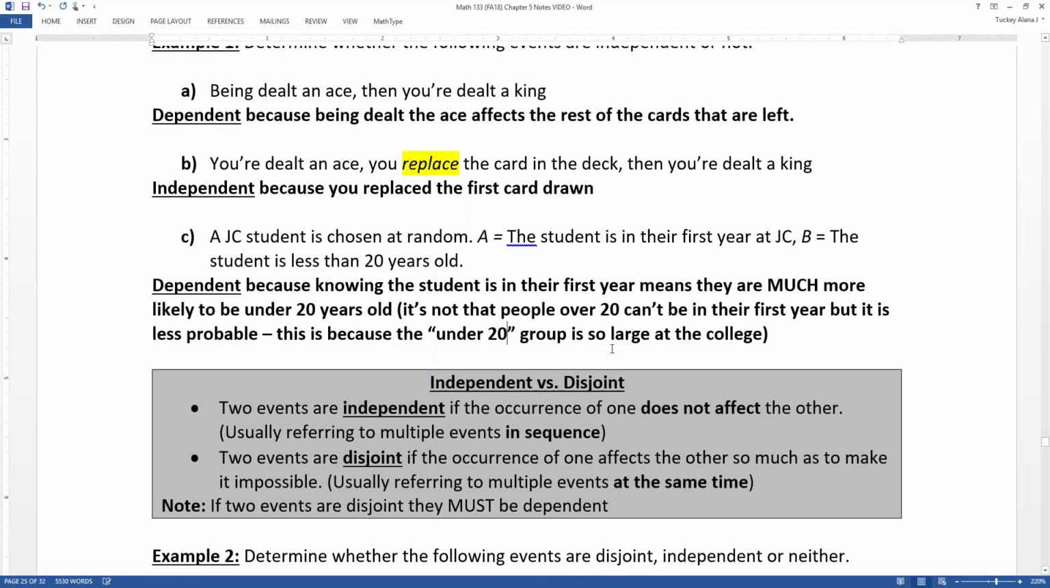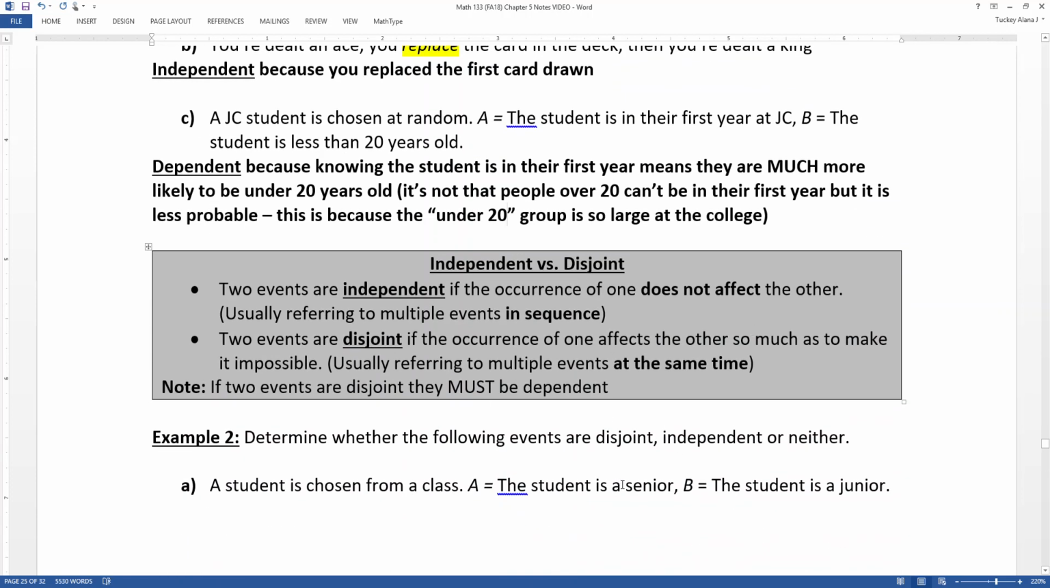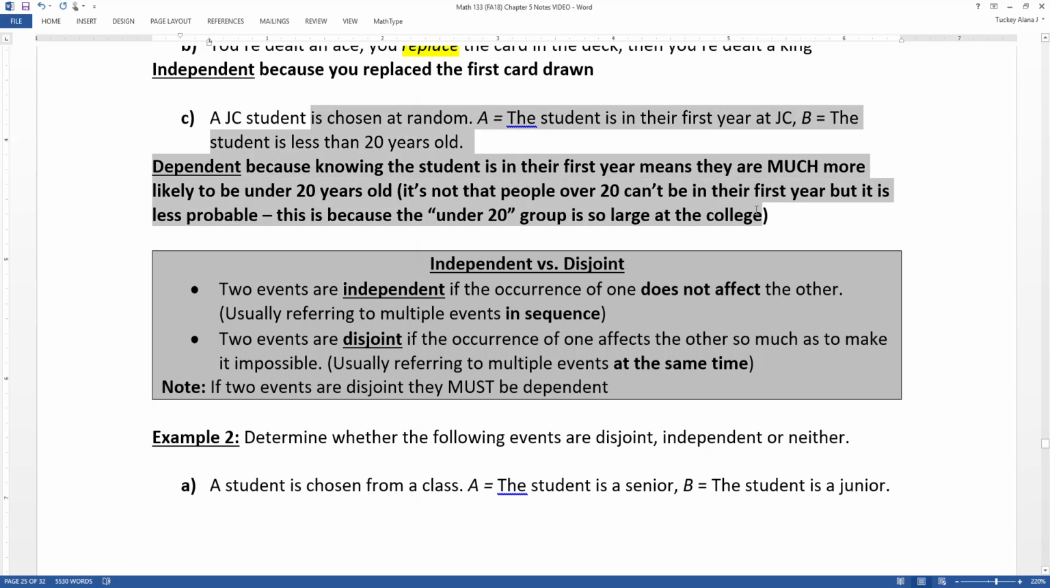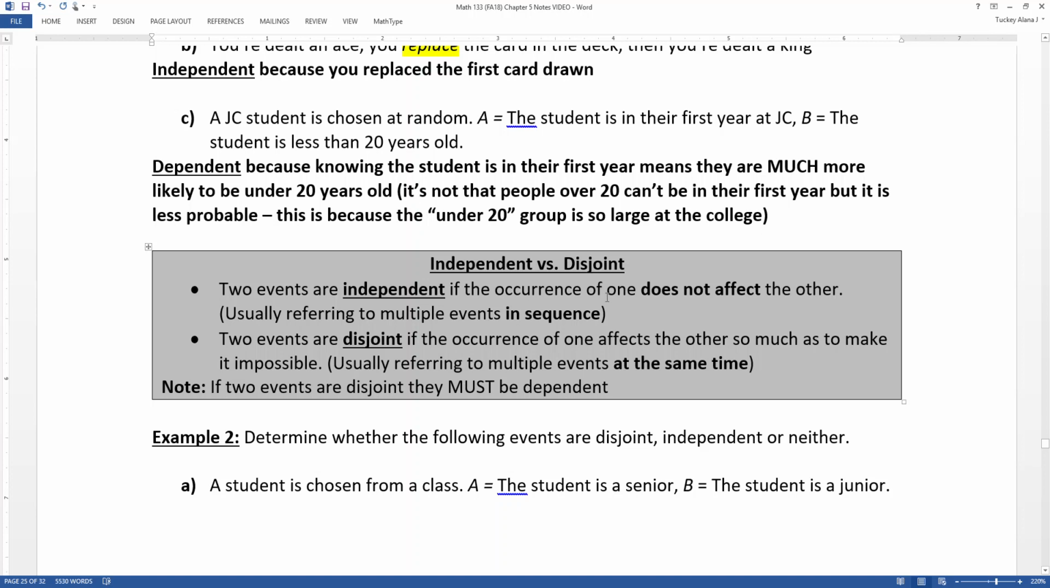All right. Now, you don't want to get this confused with disjoint, which we learned about in section 5.2. Events are independent if the occurrence of one does not affect the other. That's usually referring, though not always, to multiple events in sequence. Not always, for example, for this student example right here, that's not really a sequence of events. I mean, it sort of is, because you kind of imagine them telling you that they're in their first year first, but it doesn't have to be that way.